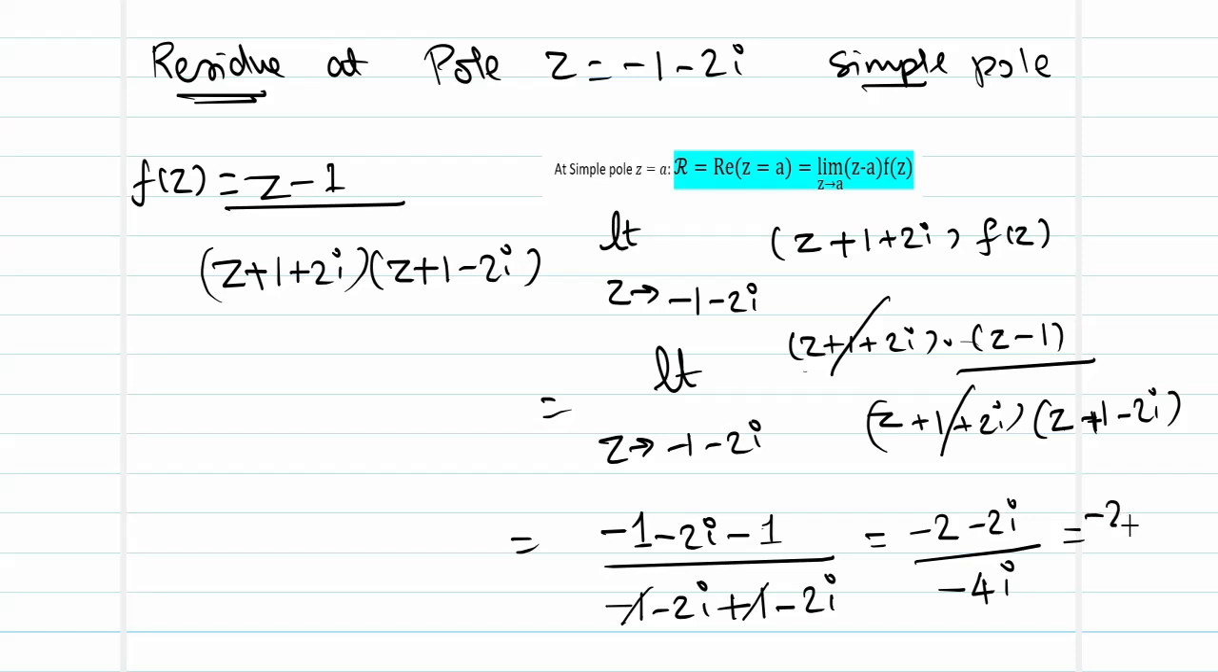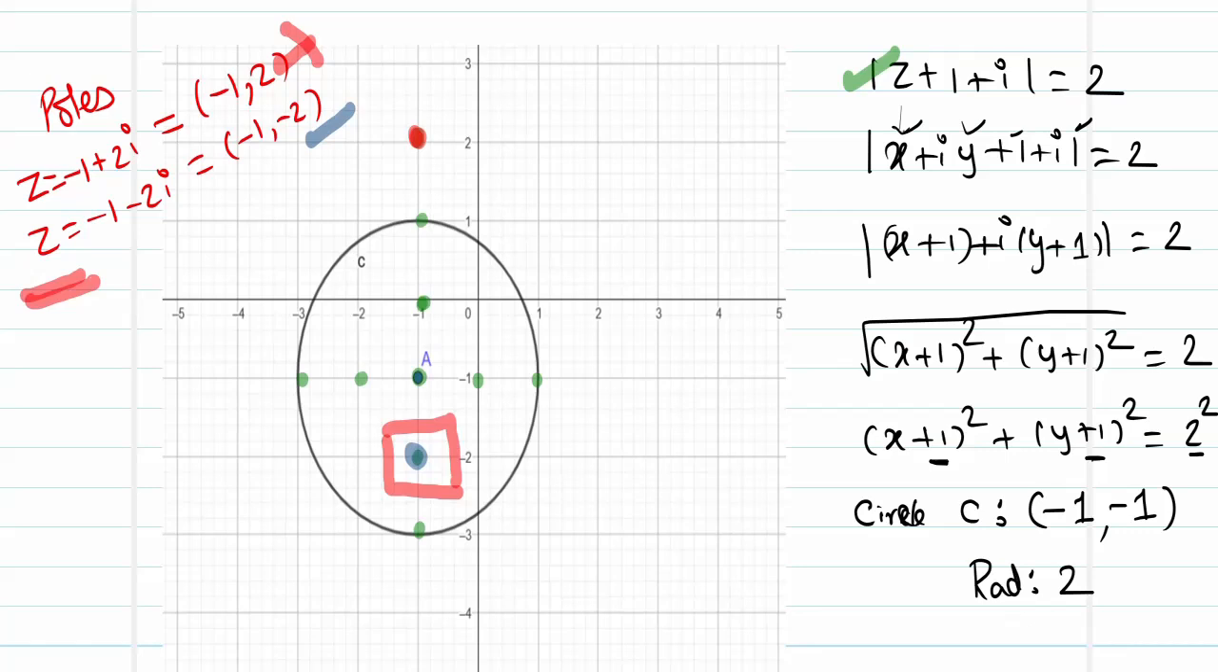I can take a minus 2 common outside. I will be left with 1 plus i divided by minus 4i. Minus can be cancelled off, 2 can be cancelled off, leaving you with the final answer as 1 plus i divided by 2i. So I can mark this as my residue number 1. And what happens to my residue number 2? My residue number 2 was lying outside. So what will happen to the value of the residue that lies outside? The value will become equal to 0.